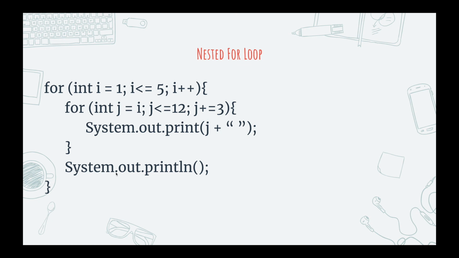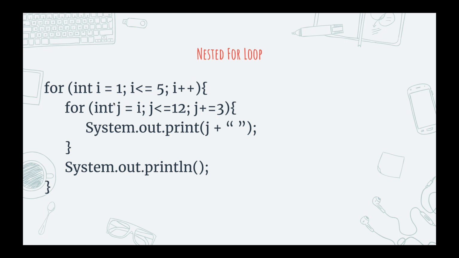So let's tackle this one by one. For integer i equals 1, i less than or equal to 5, i increments. So we create our loop control variable. All right, i is now 1. Is i less than or equal to 5? Yes, i is in fact less than or equal to 5. So it executes whatever is in the curly brackets.